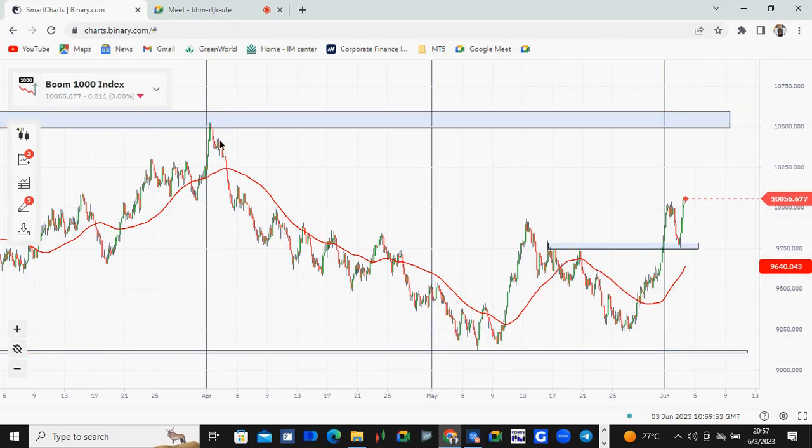Boom, and it will go back to hit on the roof. Once it hits the roof, the ball will come back with full force until it hits back on the floor. So this is the principle that I want you to bear in mind.